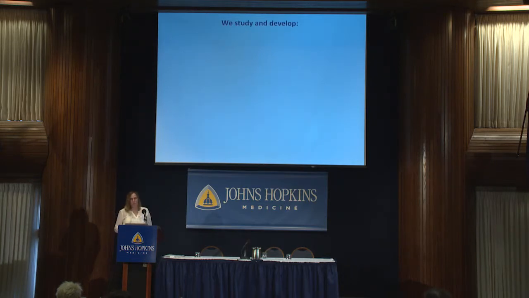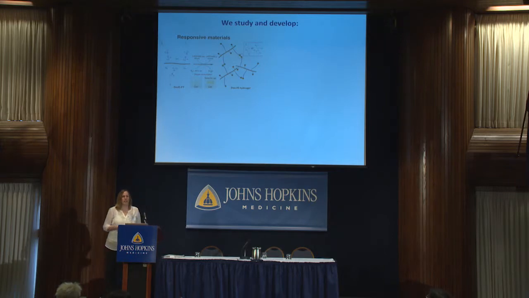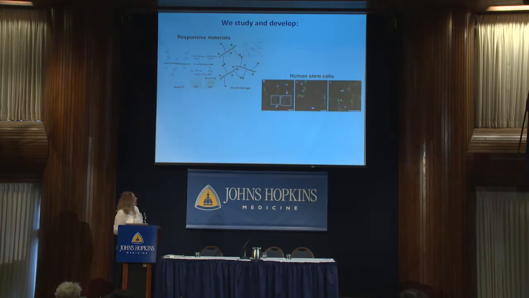So we study and develop different materials or biomaterials, which we can synthesize to present specific cues of interest. And I'll show you a couple of examples of what we do with that. We use human stem cells. We use both adult stem cells as well as pluripotent stem cells, which can differentiate into any cell types over the body, meaning we can have pluripotent stem cells and differentiate them to endothelial cells, smooth muscle cells, as well as pericytes, and all from the same patient.